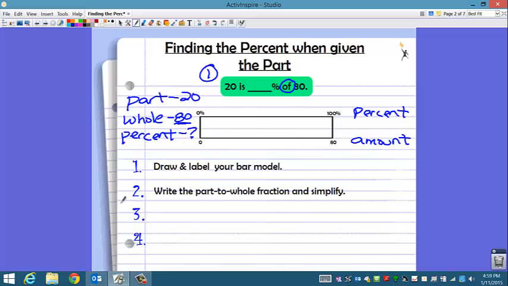Step number 2. You're going to write the part to whole fraction and simplify. Okay, we've already decided what our part is, what our whole is. We need to go ahead and write it as a fraction. Part to whole, because that is what a fraction is. So it's going to be 20 over 80. We want to simplify. So shortcut, they both end in a 0, so I can cross out the zeros, which leaves me 2/8, and I can simplify that further by dividing by 2, and it gives me 1/4.